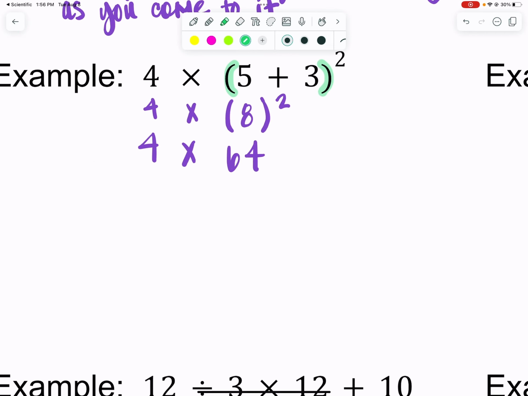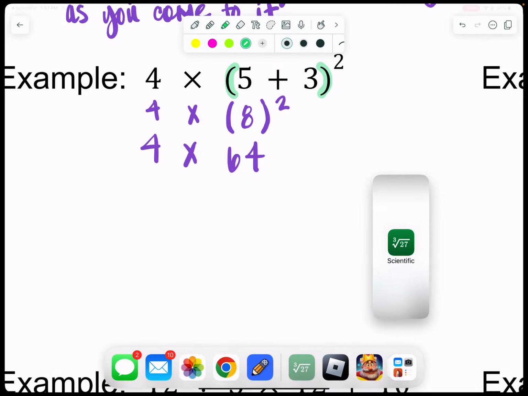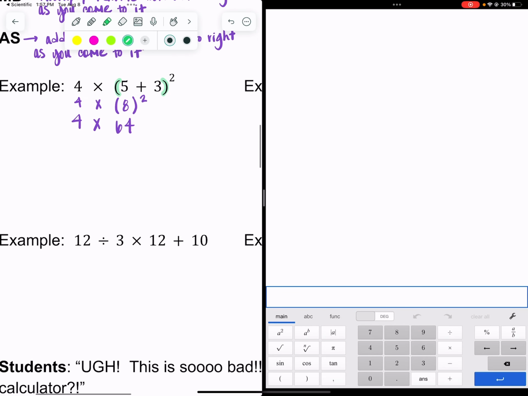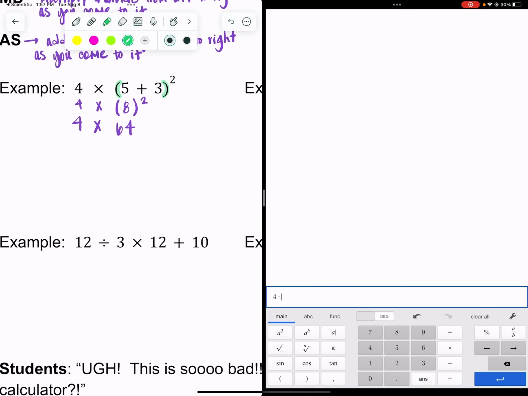If I look at my problem, I do have some multiplication. I love you guys, but I'm not taking any chances and doing that in my head. So I'm going to pull out my Desmos Scientific app. And I'm going to do 4 times 64, I get 256. That is my final answer. A lot of people say, Miss Graham, how do I know when I stop? You stop when you don't have any more operations. I have no more addition symbols, subtraction symbols, no more parentheses, no more exponents, none of that. All I have is one number.